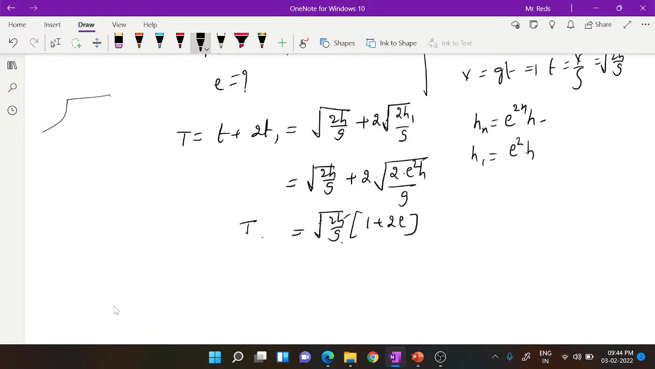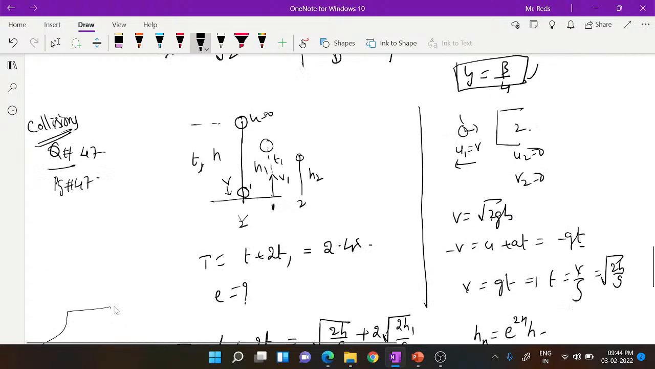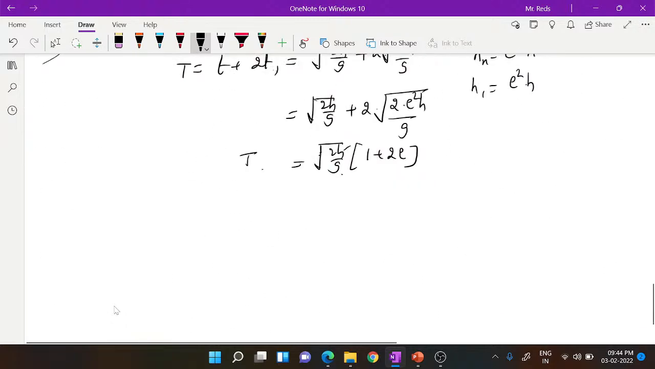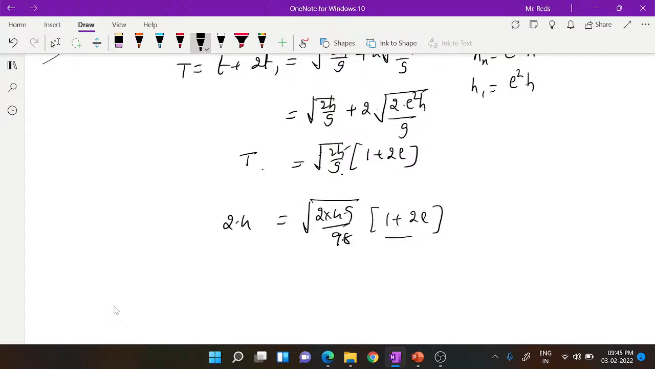So how can you do this now? Is the time given 2.4 seconds? Yes, sir. So 2.4 is equal to square root of h, which is 4.9, 2 into 4.9 divided by g, which is 9.8, into 1 plus 2e. You want e, so keep this and send the rest here, and let us simplify this first.